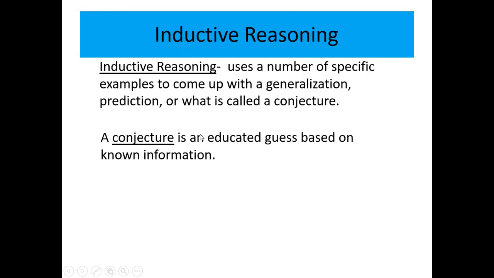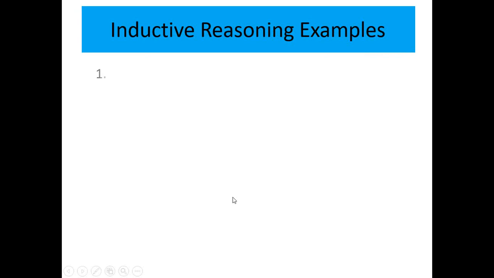This one right here is probably the only key word from here, conjecture. You'll see this in geometry, and it's an educated guess based on known information, just something that you're going to come up with based on something you already know. Okay, so basic inductive reasoning is patterns.